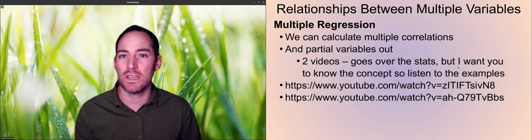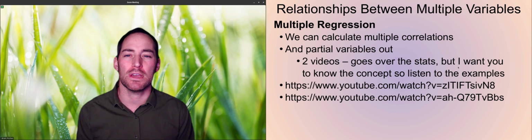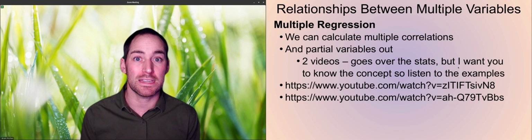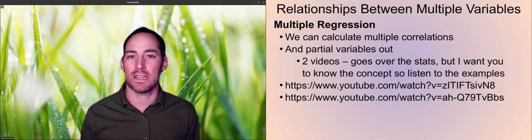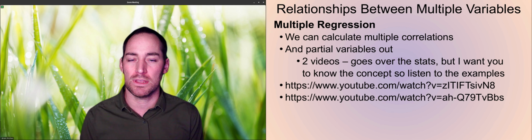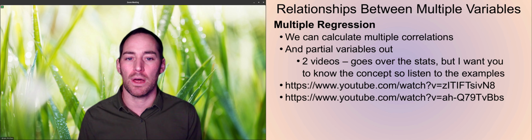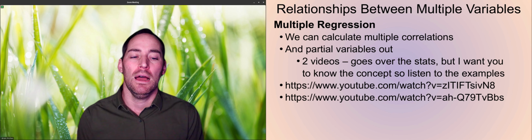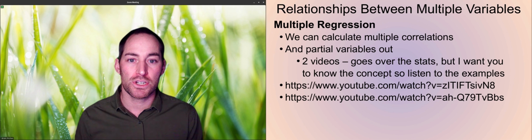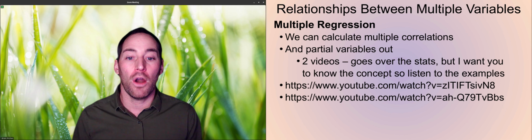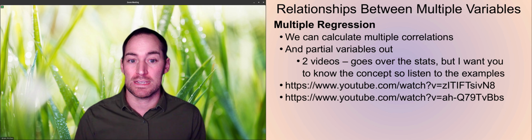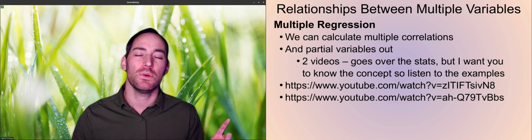So I have 2 videos here. Multiple regression, especially if this is the first time you're hearing of it, can be hard. If you've done a stats class, this might be all understandable. I'm trying to get the concepts over. But I do have 2 videos I want to show. They are really stats heavy examples, but I want you to listen to the concepts.